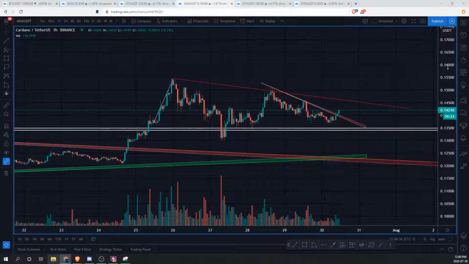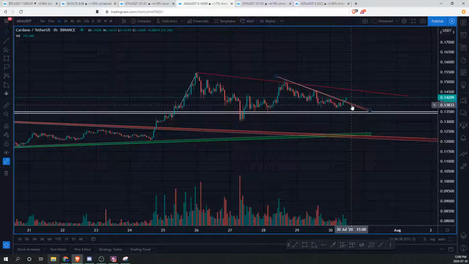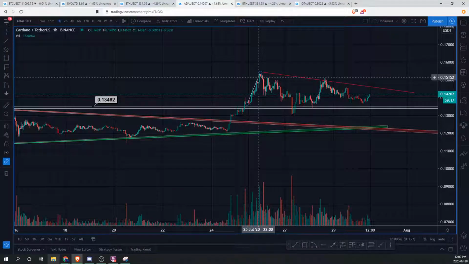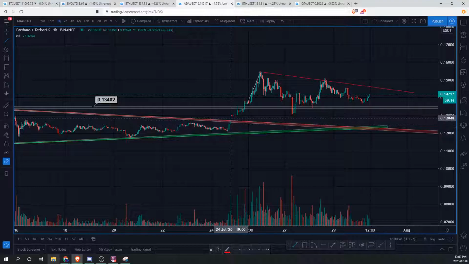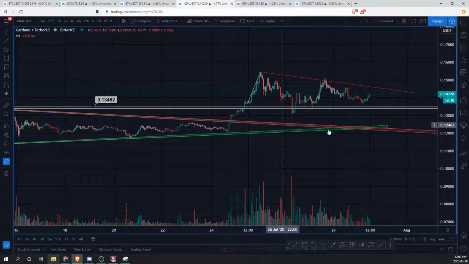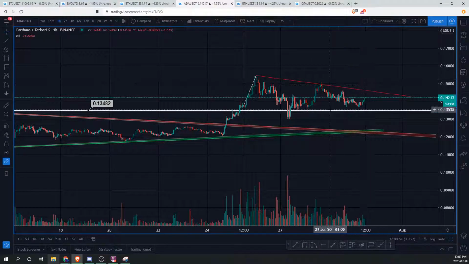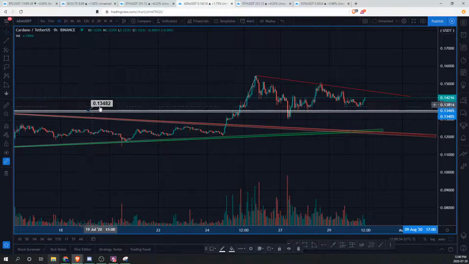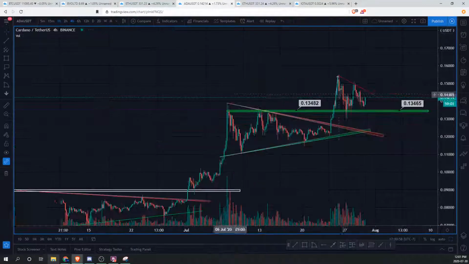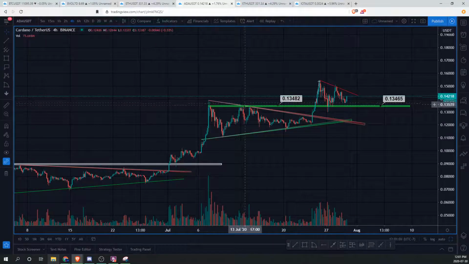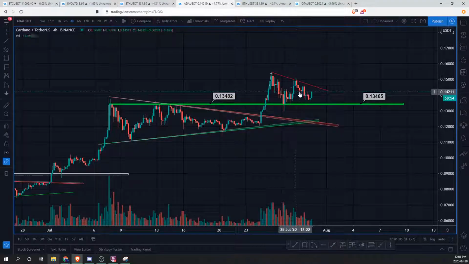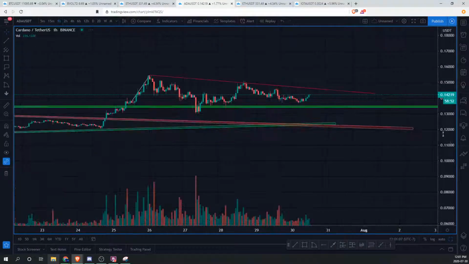All right, so let's go back to Cardano. I just had to edit some orders and stuff to make sure that the order does get triggered. Not absolutely perfect, but this is a key level of support at around 0.134. Let's just indicate that in green, because we can see it was a previous key level of resistance that's now acting as a nice new level of support. So you can also classify this as a descending triangle pattern.